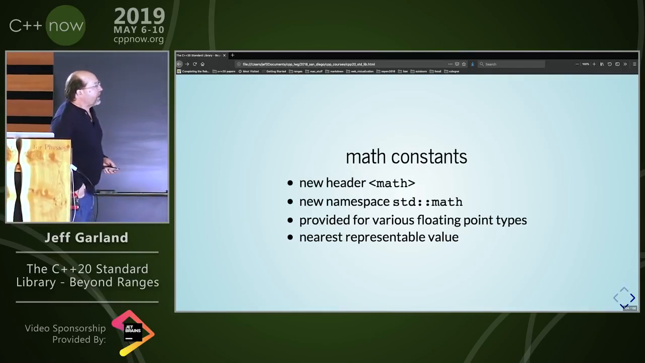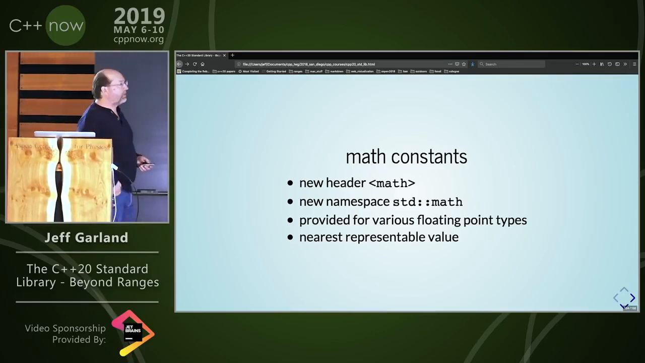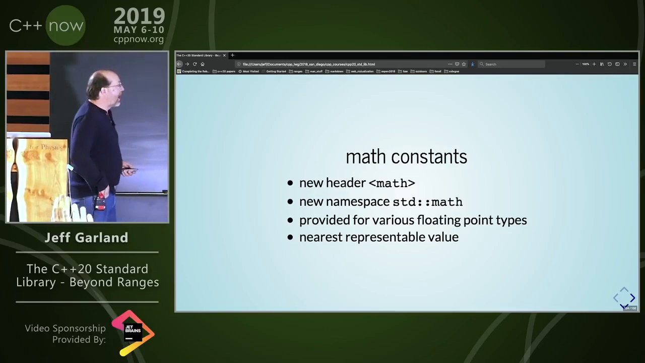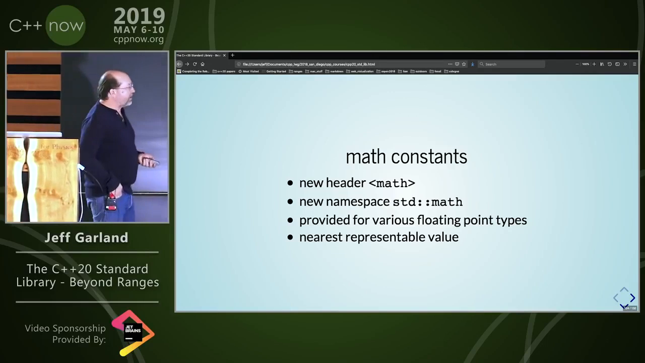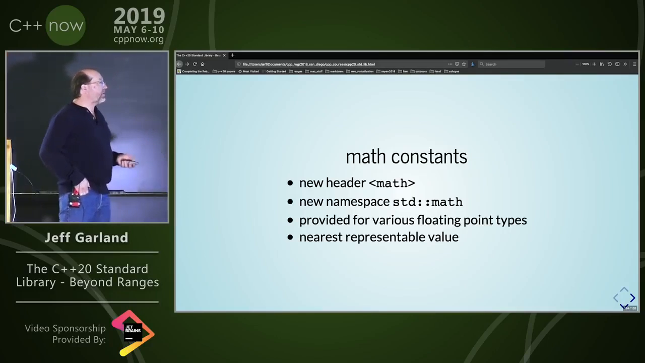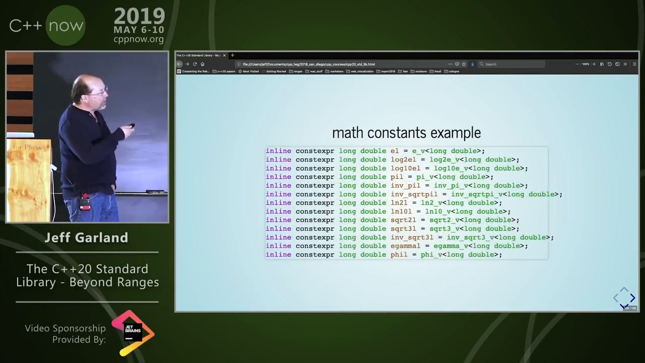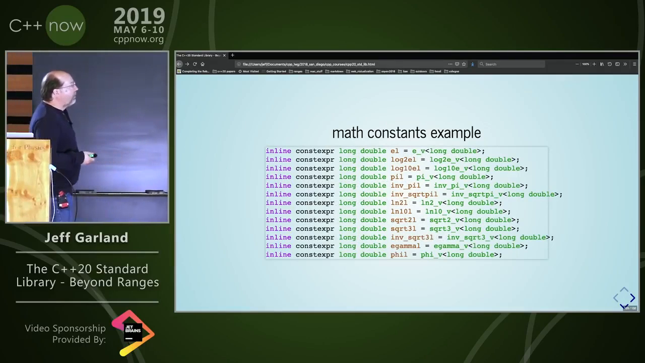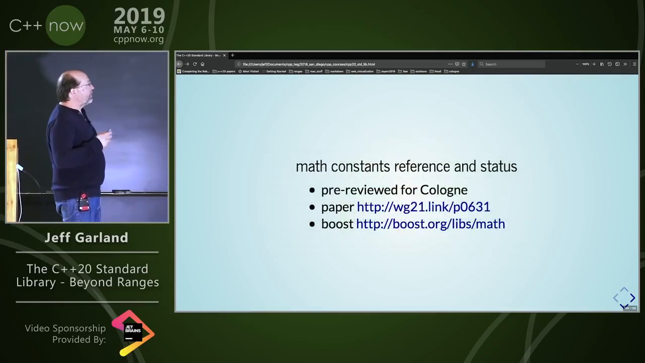So miscellaneous topics, math constants. Question, how many people need pi and other math constants? Quite a lot. Interesting. So there's a new header called math. There's a new namespace called std math. And it provides a whole series of floating point value types to the nearest representable value for that particular type. I'm showing you long double. There's float. There's double. Incantations of these things. And so I don't think this is even the complete list. There's a long list of them. This will help you out when you're doing that.